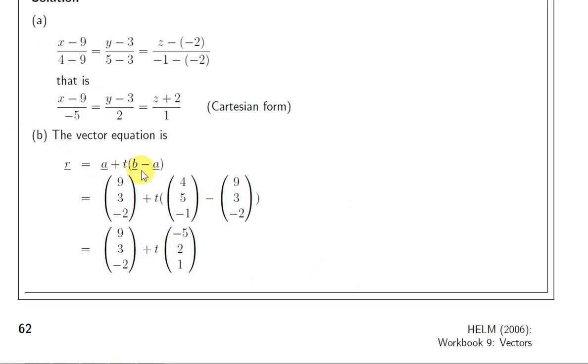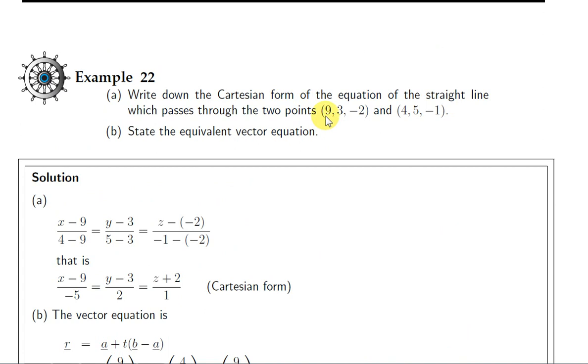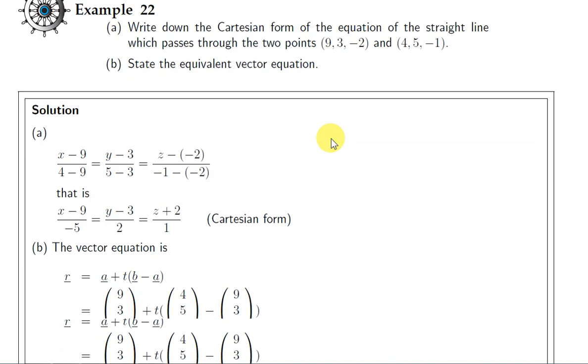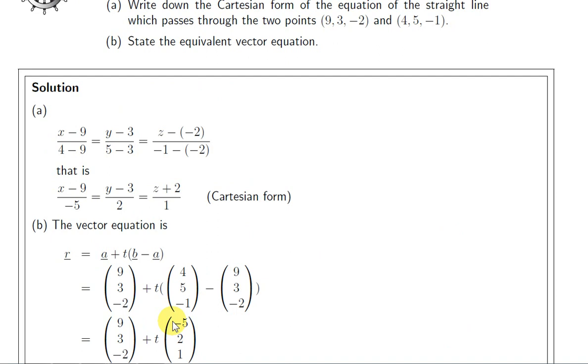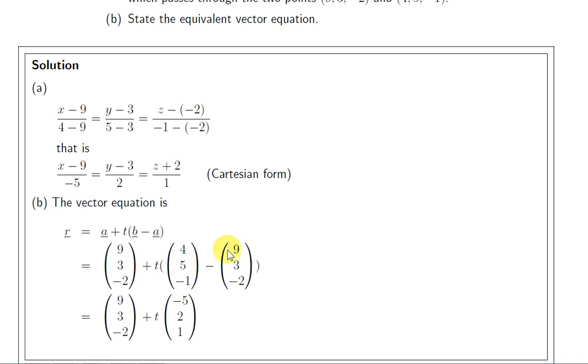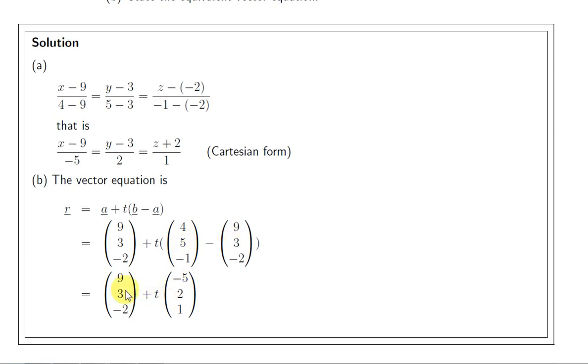Now here's the vector equation of the line. So r is the position vector of any point on the line. So we need to write our 3 points as column vectors, if we want to do it this way. This corresponds to vector A. So that's 9, 3, minus 2. That's this here. And vector B is 4, 5, minus 1. So we have to get B minus A multiplied by t and add on A.